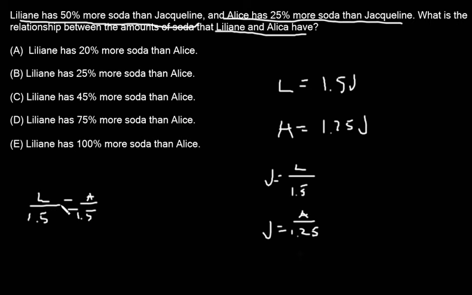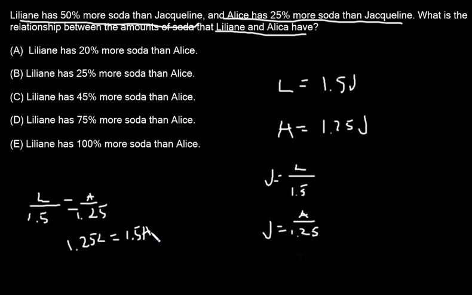So we have 1.5 times L is equal to, oh, I'm sorry, this is supposed to be 1.25 right here. My mistake. So we have 1.25 L is equal to 1.5 times A.